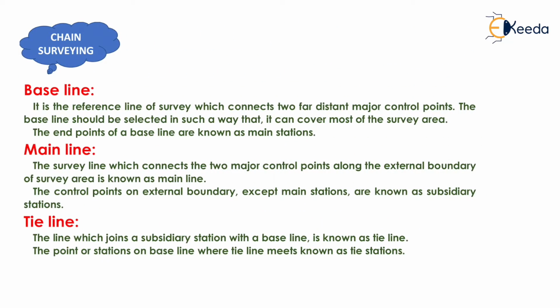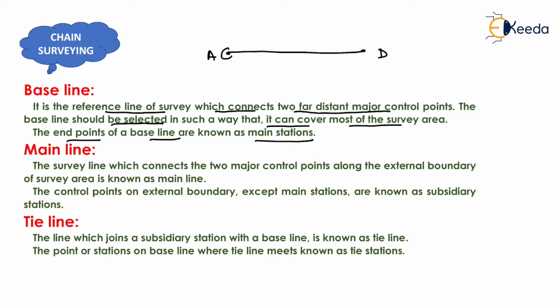Now, what is baseline? It is the reference line of survey which connects two far distant major control points, which we had already seen, that is this line between the two extremities, which is marked here by A and D, like this. The baseline should be selected in such a way that it can cover most of the survey area. The endpoints of a baseline are known as main station. It means that A and D are known as main stations.